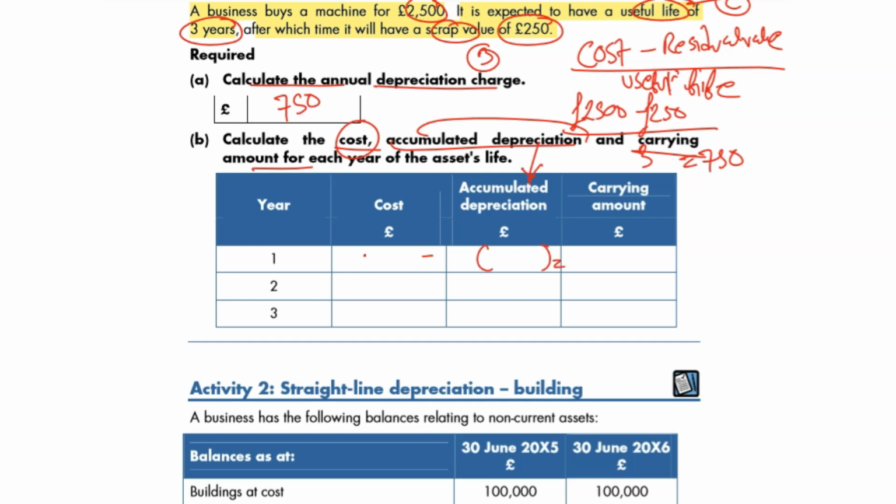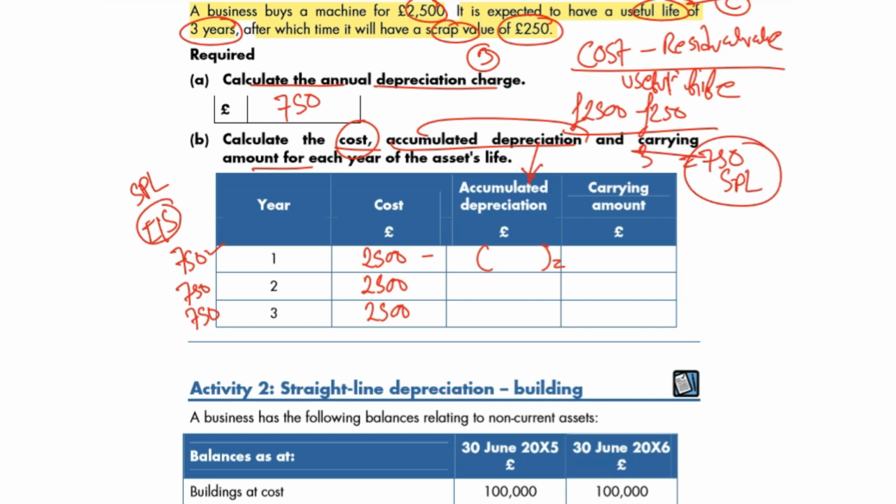The cost is 2,500. IAS 16 says cost will remain cost every year. It will be unchanged. That's the cost method of recognizing your non-current asset. Cost doesn't change, but depreciation does. First year you had a depreciation of 750. Depreciation is charged each year, and this depreciation goes into the income statement or SPL, statement of profit and loss. This is SPL, the 750, as an expense.